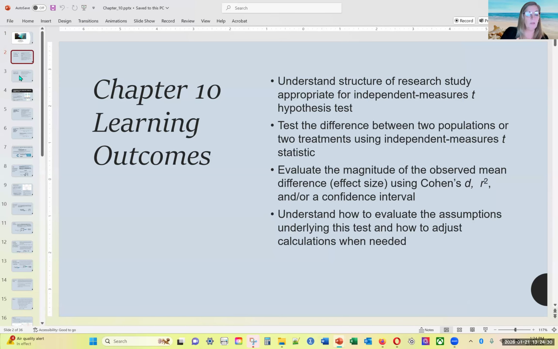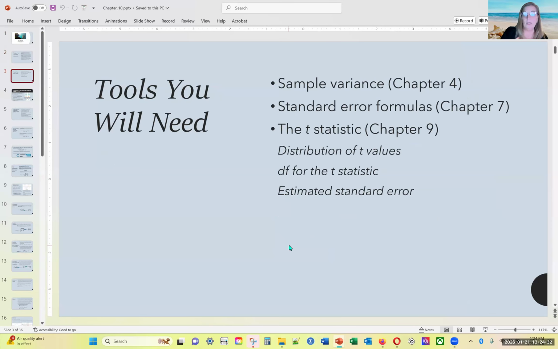For this chapter, you should have it under control what sample variance is, as well as the standard error formulas. And the t-statistic from last time, as we're going to add to that, as well as what the distribution of t-values is, the degrees of freedom for the t-statistic, and estimated standard error.